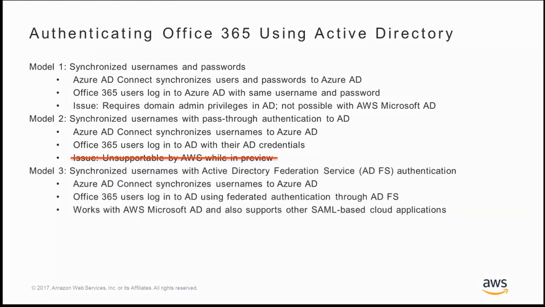The third model is to synchronize usernames with Azure AD Connect and then use Active Directory Federation Service to do the authentication. Here, Azure AD Connect synchronizes the usernames to Azure AD, and then Office 365 users log in to AD using the federated authentication through ADFS. And this works with AWS Microsoft AD, and it also supports other SAML-based cloud applications if you wanted to do SAML-based authentication for things other than Office 365.